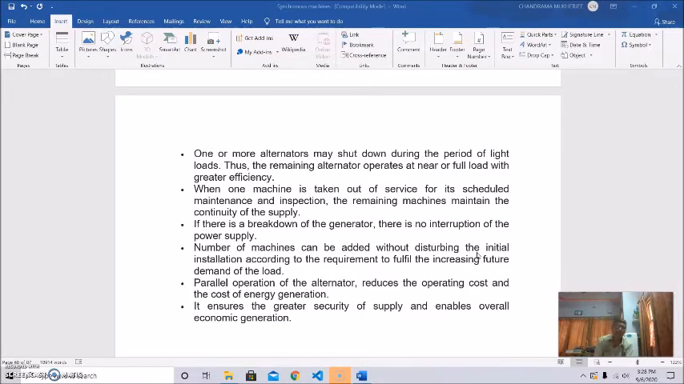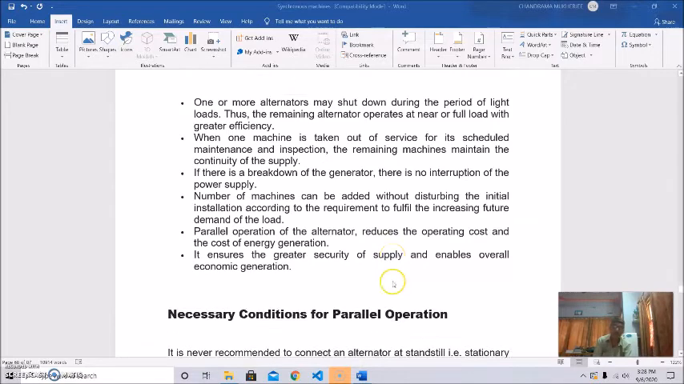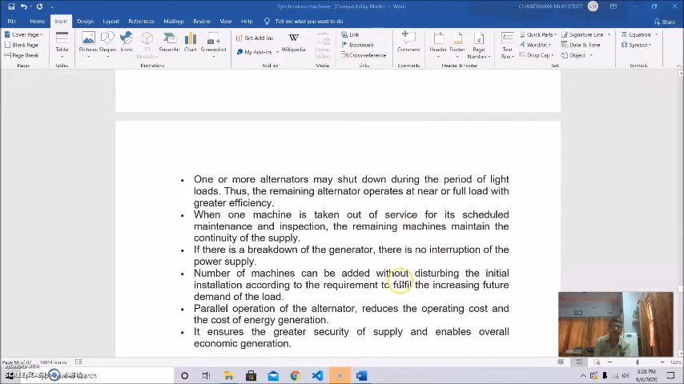If there is a breakdown of a generator, there is no interruption of the power supply. A number of machines can be added without disturbing the initial installation, according to the requirement, to fulfill the increasing future demand of the load. Parallel operation of alternators reduces the operating cost and the cost of energy generation. It also ensures greater security of supply and enables overall economic generation. So these are the reasons behind parallel operation.